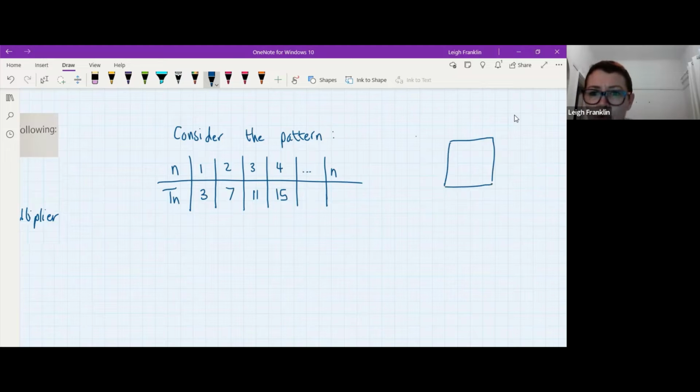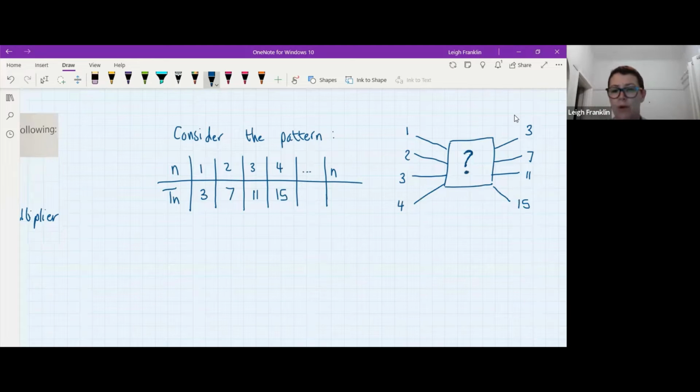So there is some kind of rule where 1's going in and 3's coming out, and 2's going in and 7's coming out, and 3 goes in and 11 comes out. You've seen these at school, haven't you? And 4 goes in and 15 comes out. So what we're trying to do is work out what is the rule? How is the number going in being operated upon in order to give us the numbers on the right-hand side, the outputs?